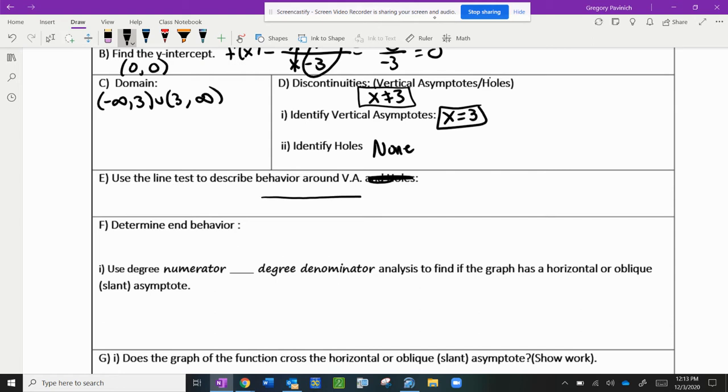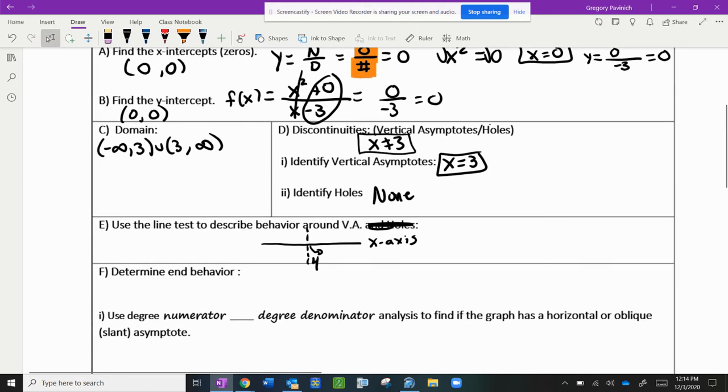I'm going to put a generic x-axis. I'm not going to worry about my y. And I'm going to put my vertical asymptote just down the middle. It's at 4. And then I'm going to test two values. I don't know why I put 4 there because my vertical asymptote is at 3. And I'm going to pick two values, one to the right of the vertical asymptote and one to the left.